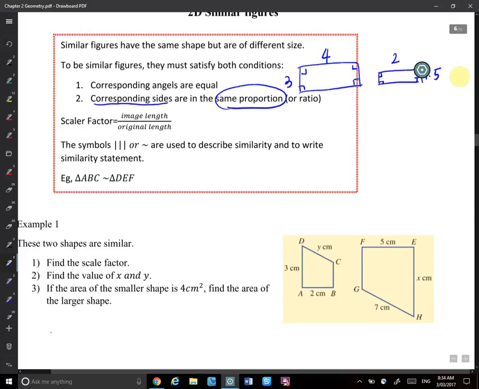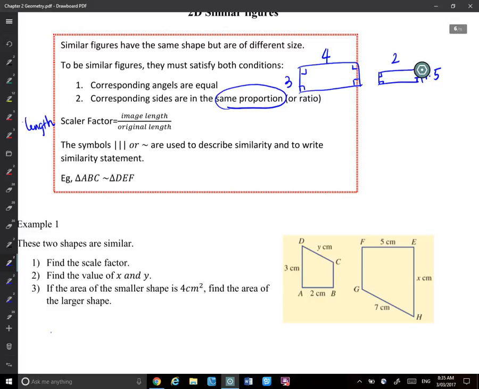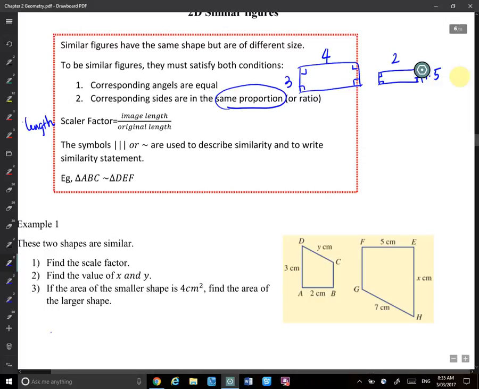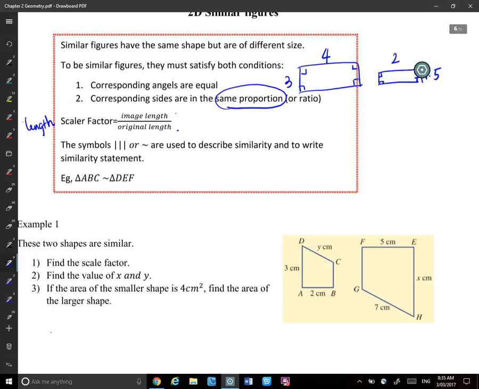So we have an idea of scalar factor. We can call this the length scalar factor. So how many times the larger one to the smaller one, or how many times the smaller one to the larger one, must be the image over the original. Okay, must be the image length over the original length. It doesn't matter which one is larger, which one is smaller. You just need to say which one is the original and which one is the image. Image on the numerator and original under the denominator.